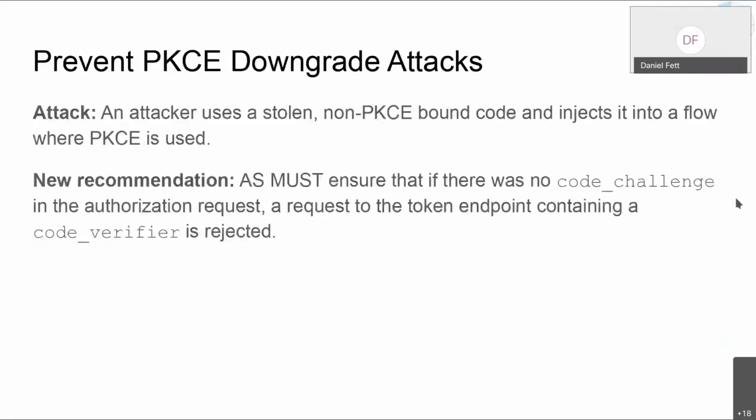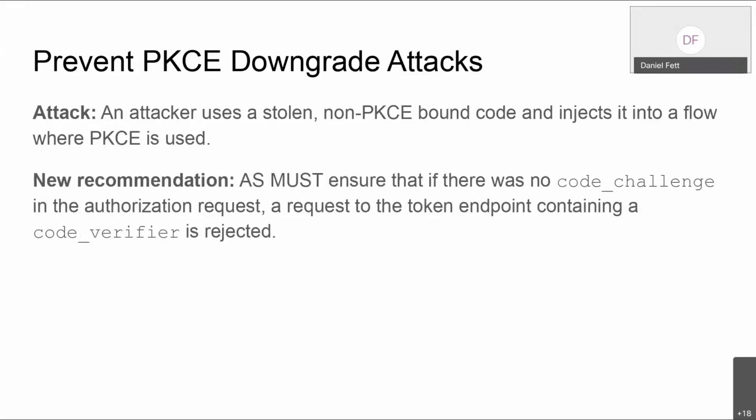So what's new? One thing is that we noticed that you can do something which we called PKCE downgrade attacks. Relatively simple. An attacker uses a stolen non-PKCE bound code and injects it into a flow where PKCE is actually used. If the authorization server can handle both non-PKCE flows and PKCE flows, then the authorization server might accept the non-PKCE bound code, although in the current flow, the client thinks it's using PKCE to protect itself. We have a more detailed description of the attack, of course, in the document.